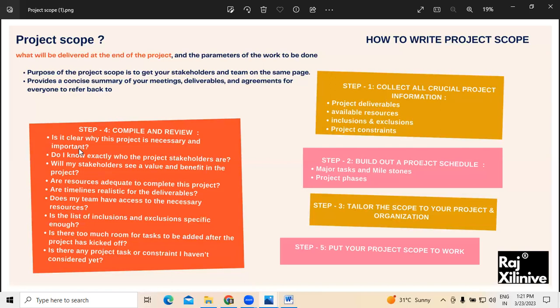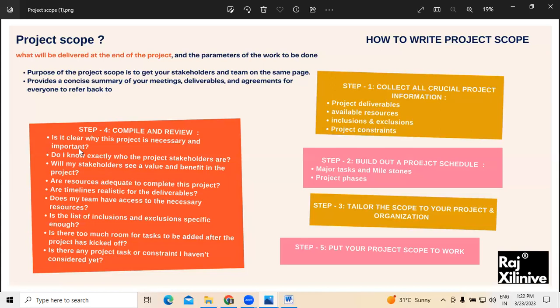Next, do we have sufficient resource requirements or not? Do we have realistic timelines? At the same time, does our team have the necessary access to all the resource information? Because due to different security constraints, some information may not be possible for a team to identify. So that is also important.